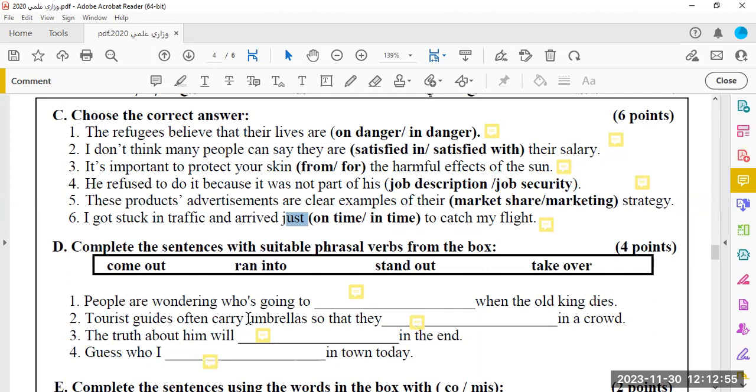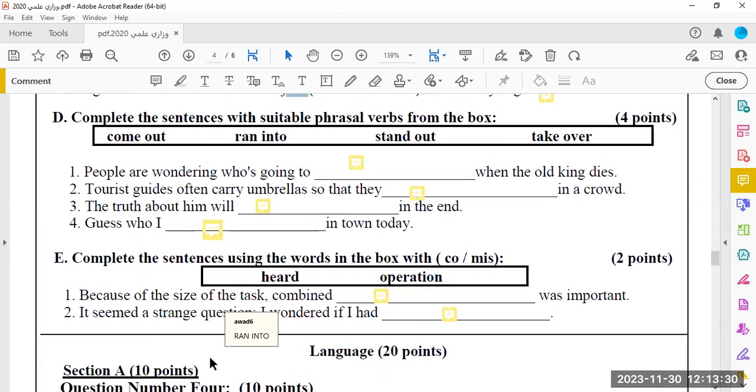Who can help? Karam, can you? Ran into. Guess who I ran into in town today. So number 1 is take over the king who died. Number 2, stand out with your umbrella. Number 3, it will come out. The truth must come out. And number 4, meet someone by chance in the street and we try to guess who that person is. So it's run into.